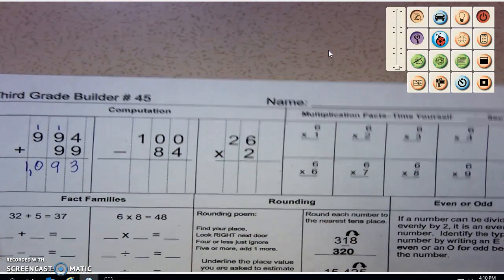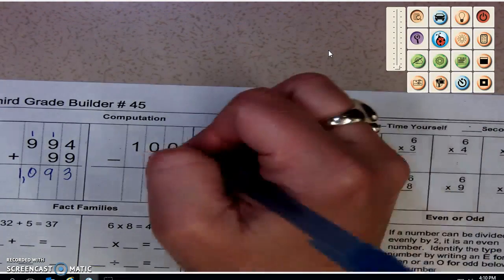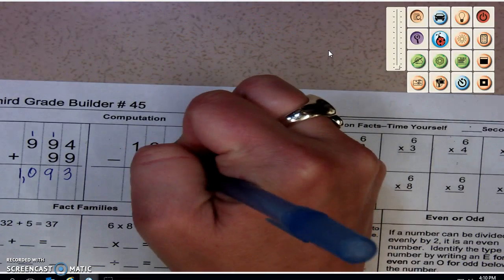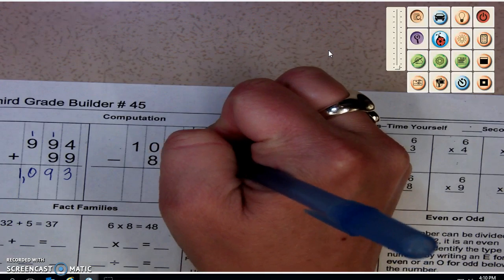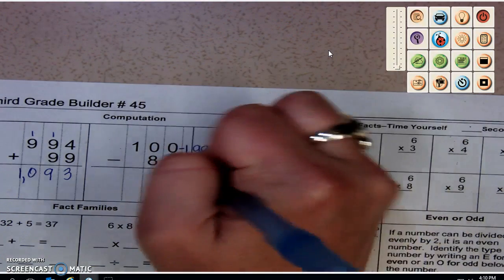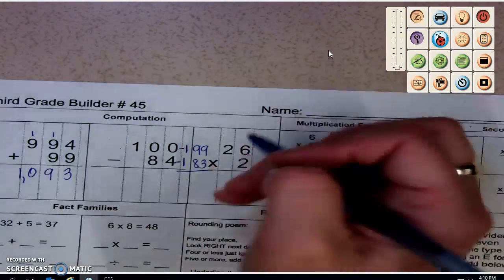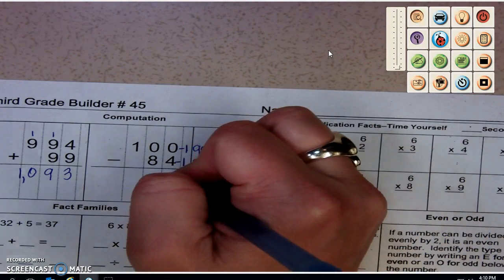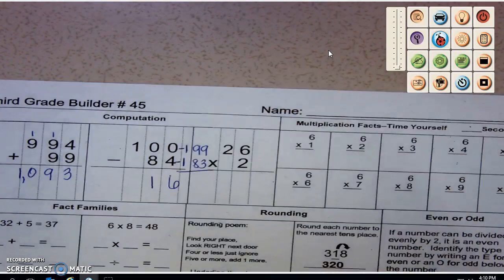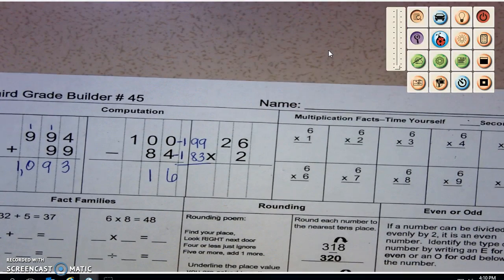Subtraction, 100 minus 84. We can make this an easier subtraction problem. We can subtract 1 from the top, 1 from the bottom. Make this 99 and 83. 9 minus 3 is 6. 9 minus 8 is 1. So your answer is 16.